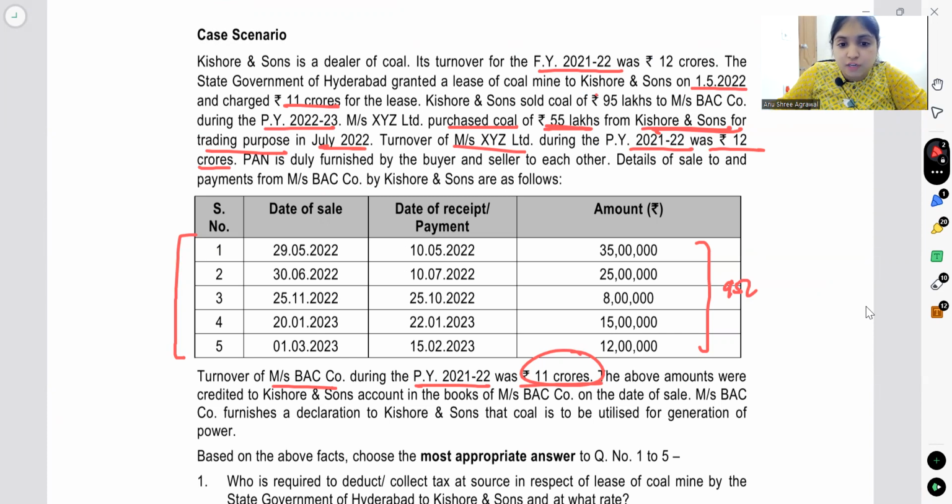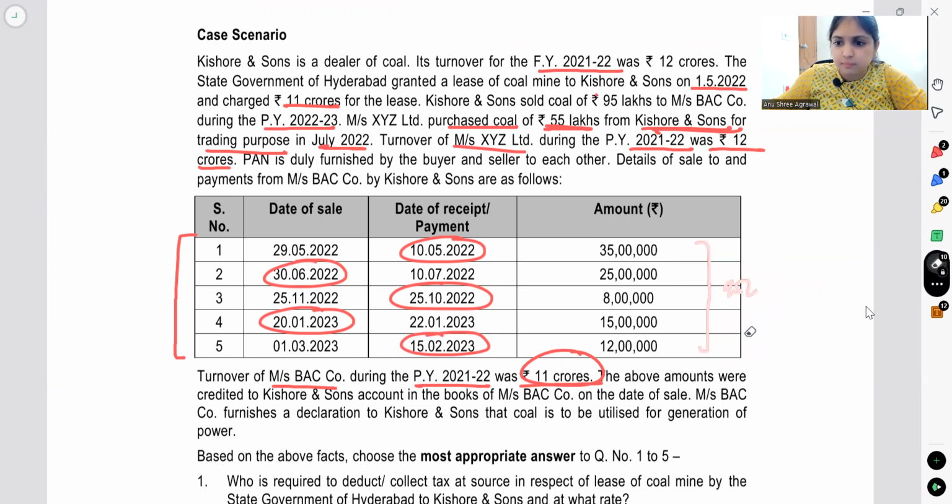For the first transaction, if you see, payment is earlier. Second transaction, credit is earlier. Third transaction, payment is earlier. Fourth transaction, credit is earlier. And the last transaction, payment is earlier. So you look at the first transaction, it is only rupees 35 lakhs. Only 35 lakhs. It is less than or equal to 50 lakhs. Therefore, here there will be no TDS, guys, because only if it crosses 50 lakhs.